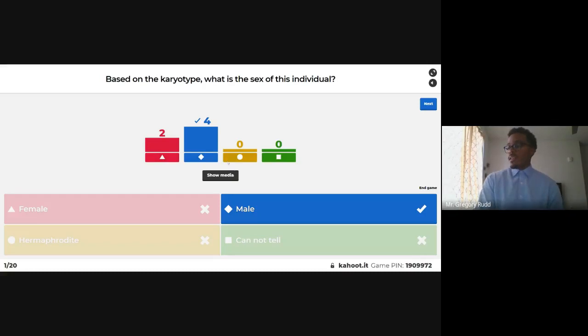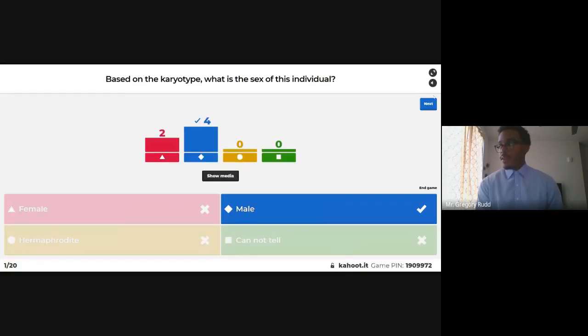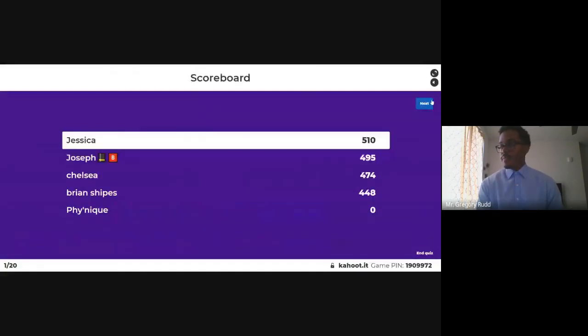Great. So this karyotype shows us all 23 chromosomal pairs, all 46 chromosomes. The 23rd pair is your X and Y pair. A person who has two X chromosomes would be female, and a person with one X and one Y is a male. So good job on that. Good job, Jessica, Joseph, Chelsea, Brian.